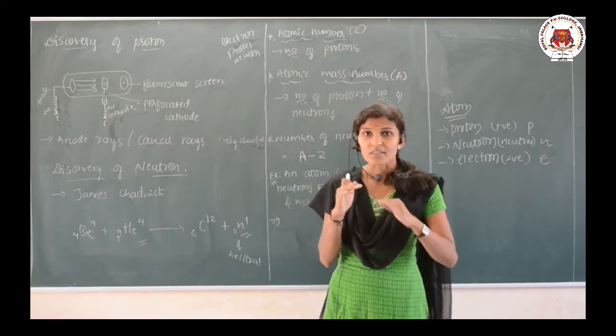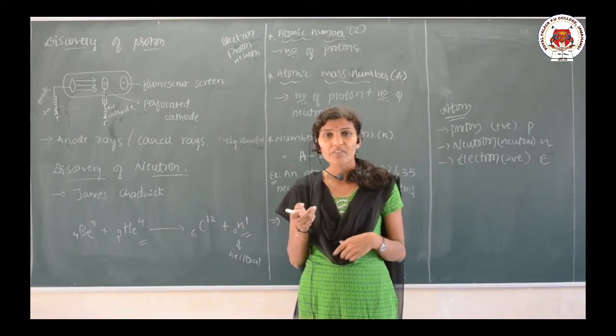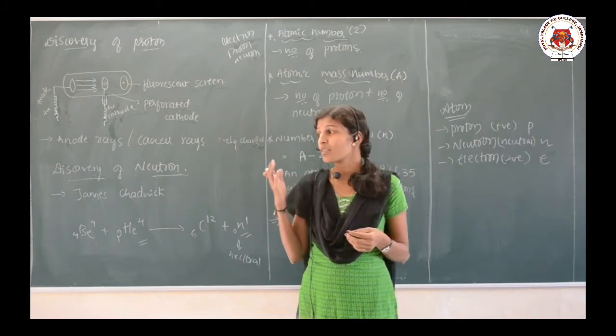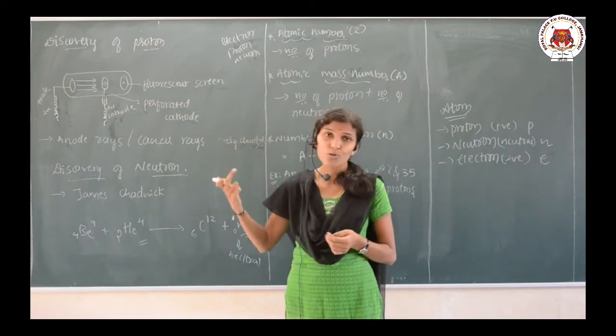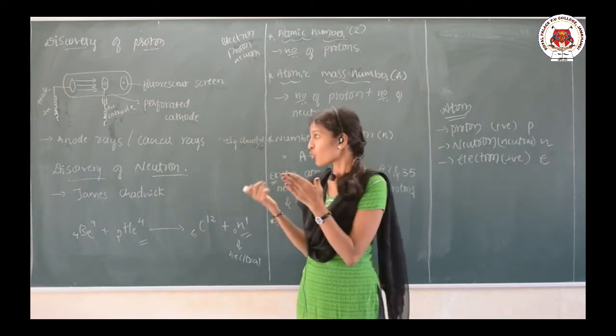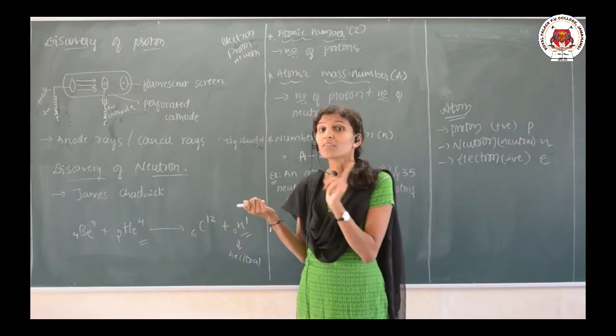And then a certain modification was done in the discharge tube. When the modification was done, some rays were coming from anode to cathode. So these rays are called anode rays. Those are also said to be canal rays, and these are positively charged.